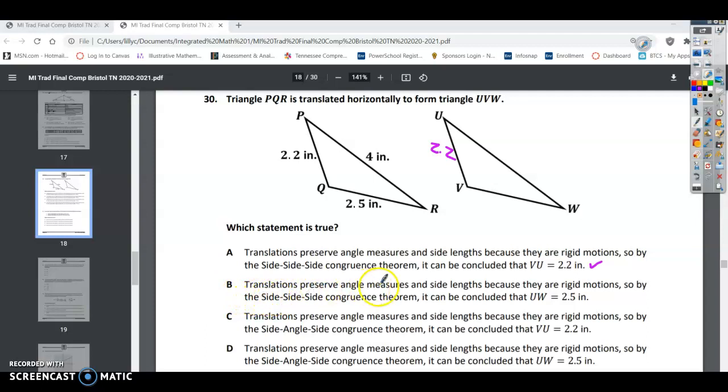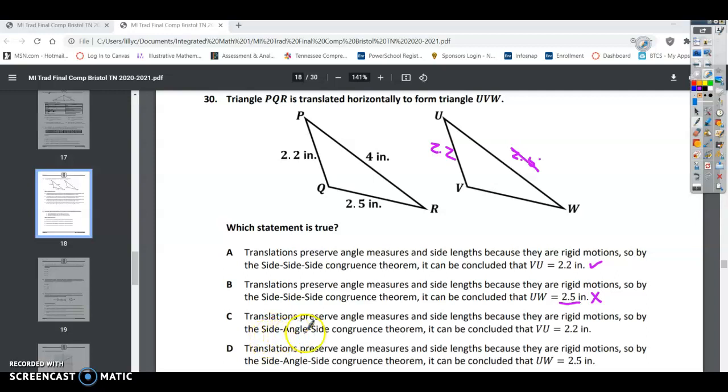Translations preserve angle measures and side lengths because they are rigid motions. So by the side congruent theorem, it can be concluded that UW is 2.5. UW is 2.5, but this one should be 4. So that one is not correct because that should be 4 instead of 2.5. All right. The first part says the same thing.